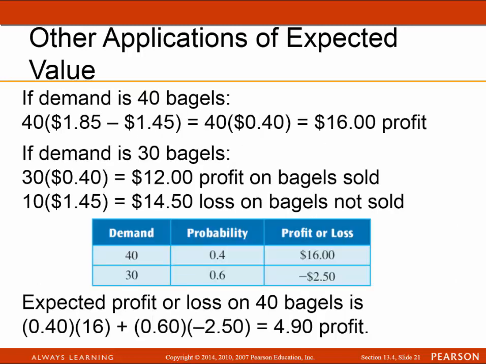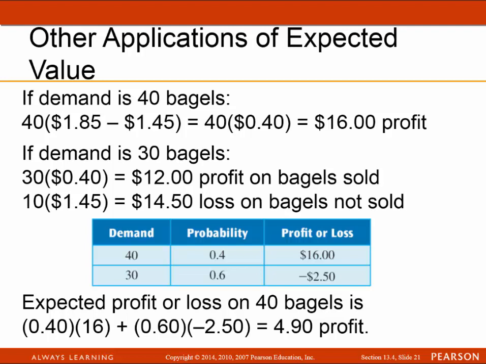So then, if the demand is for 40 bagels, we're going to do 40 times 1.85 minus 1.45, which is going to give us 40 times 0.4. That's going to give us a $16 profit. Now, if the demand is 30 bagels, 30 times 0.4, we make a profit of $12. But we lose 10 bagels at $1.45, which is $14.50. So, 40 bagels, a profit of $16. 30 bagels, we lose $2.50, which is the difference between 12 and 14.50.